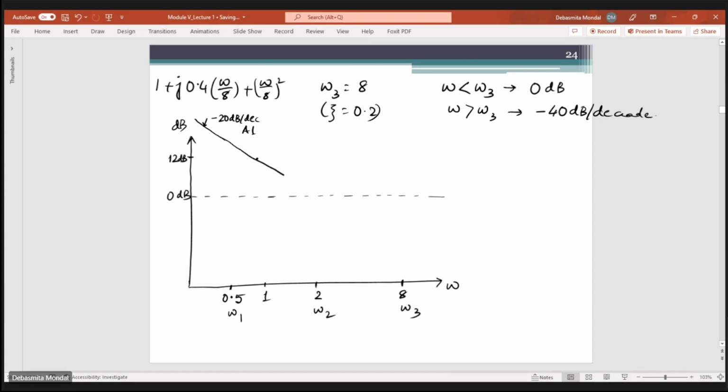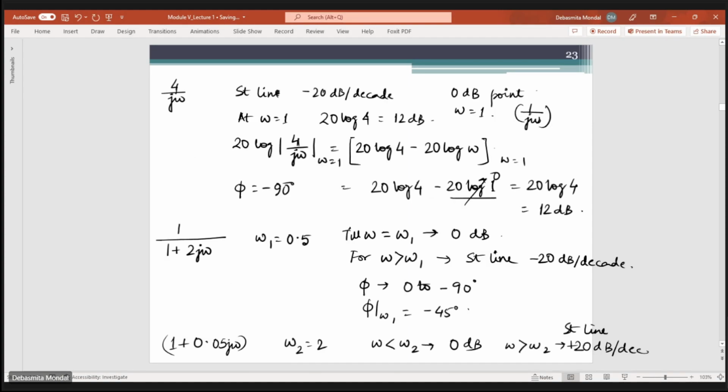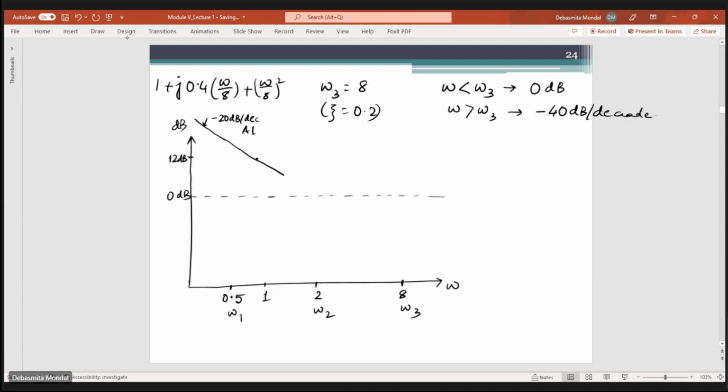This will keep on continuing if we do not have the other factors, until we hit the first corner frequency, omega equals 0.5. Till omega equals 0.5, the other factor has had 0 dB contribution, so this straight line keeps on continuing. But after omega 1, another slope of minus 20 dB per decade gets added. So 0.5 is here, and this is my asymptote 1. It would have continued.